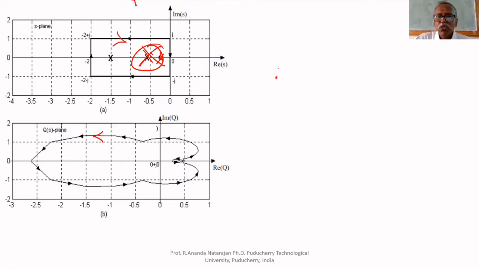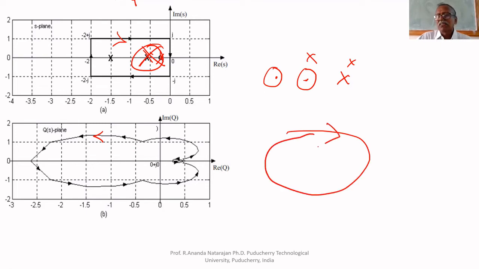Suppose I am having two zeros inside and one pole. What will happen? These two are getting cancelled. It means the difference is only one extra 0. That's why it will encircle the origin in the clockwise direction. That is the fundamental for the Nyquist plot.